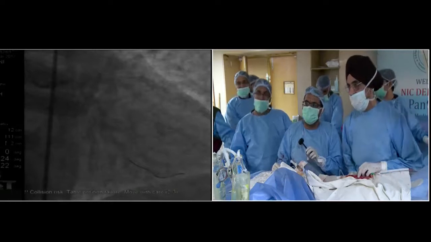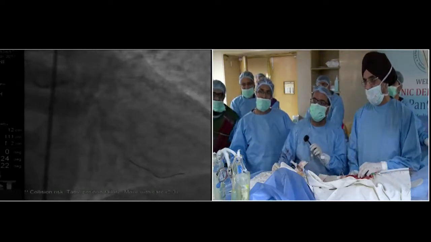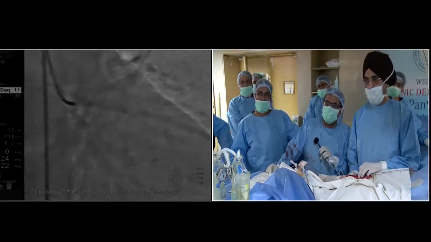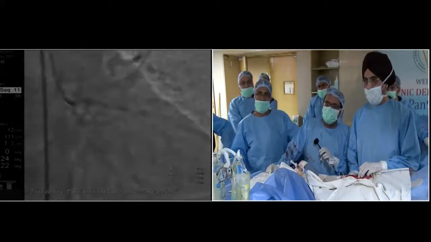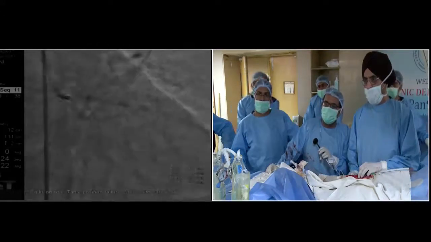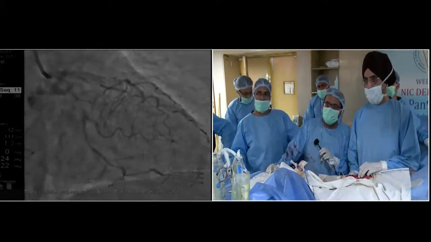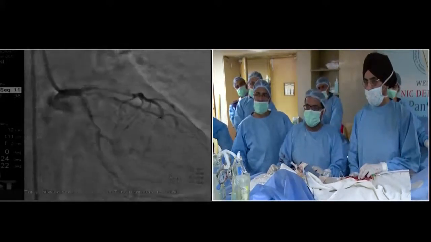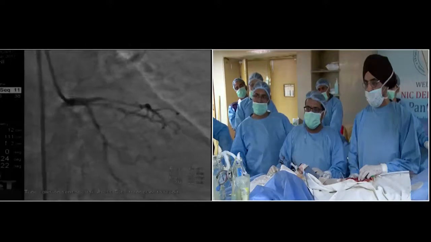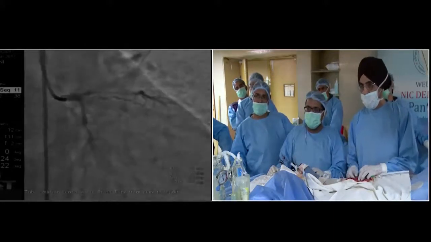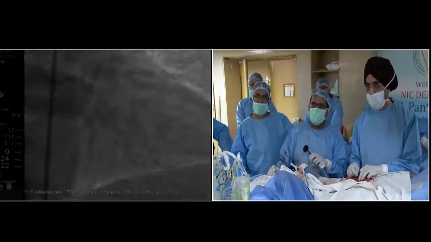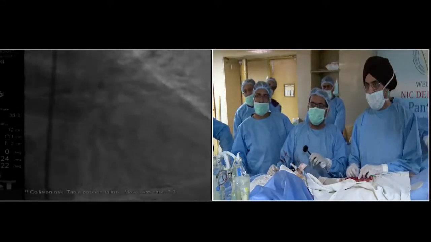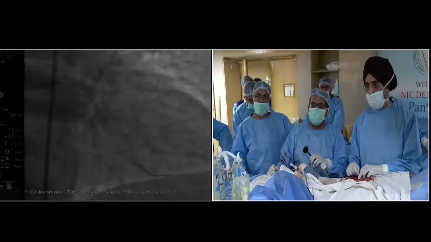Can we show the left circumflex? We show it again. To me it appears significant. It does look about 70%, particularly with the fact that this OM is one of the biggest. Yes, this OM is very big and feeding collaterals to the PDA. Once you go beyond the marginal, the vessel is diffusely diseased. So I may consider just treating the proximal segment and leave the distal segment on medical therapy also.